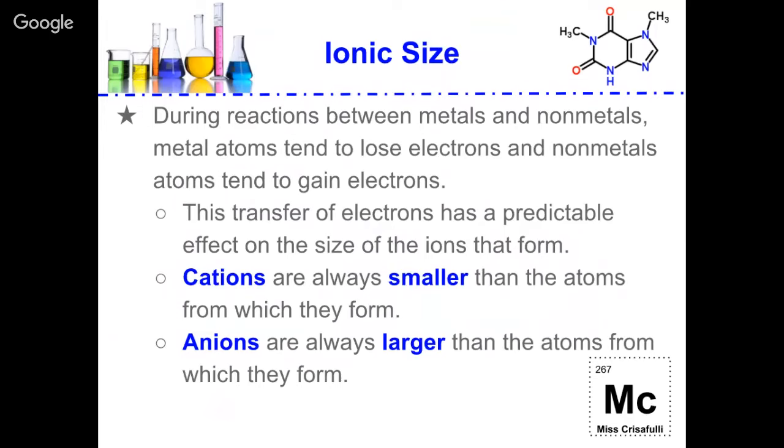Cations are always going to be smaller. The positive ion is always going to be smaller than the neutral atom because when the cation loses those outer electrons, think about it as shedding a layer around the nucleus. So the atom is going to shrink and become smaller. Anions are opposite. Anions get larger because you're going to have more electrons in the outer shell, which means that those electrons are going to have to spread apart more to get away from that electron-electron repulsion.